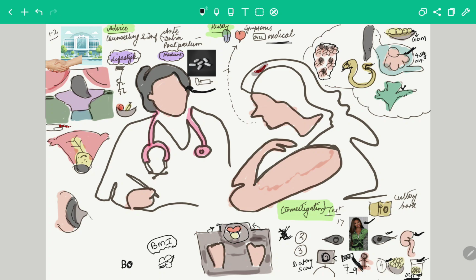And the dating scan, this man with an axe depicts 7 to 9. This is 9 and this is 7. So 7 to 9 weeks is the time for the dating scan. And of course, sugar testing is important.